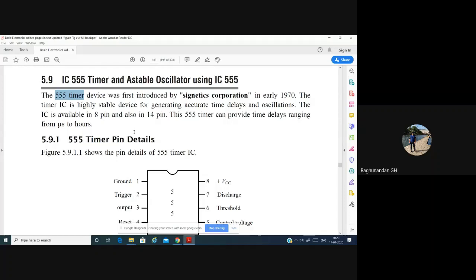Time delays means square wave. You have seen for flip flops and all, we want a clock signal. Any signal is always represented in terms of voltage versus time or current versus time. So along the x-axis it will be time only, and that time you can vary to whatever extent you want, from a microsecond to hours. That is what the delay ranging means.